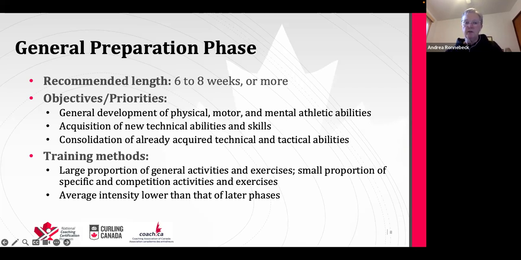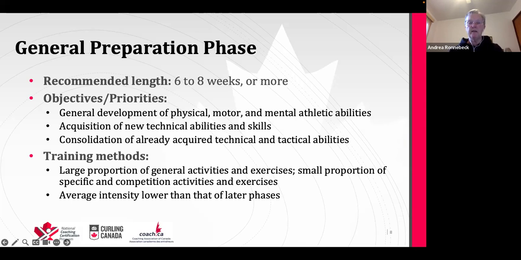So the objectives are a general development of physical, motor, and mental athletic abilities, acquisition of new technical abilities and skills, consolidation of already acquired technical and tactical abilities. Training methods could be a large proportion of general activities and exercises, small proportion of specific and competition activities and exercises. Average intensity in this phase is lower than that of later phases.